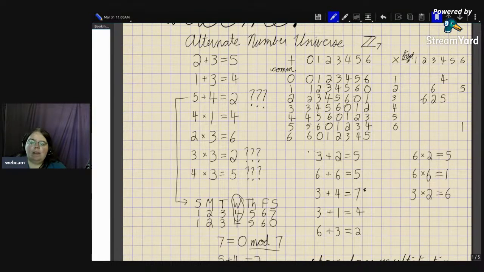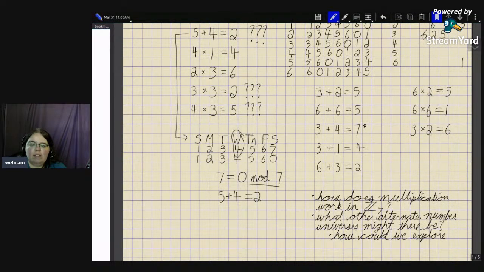So it's just mathematically customary to label the numbers this way. So then I was leaving you all with some questions. One of my questions is, how does multiplication work in the integers mod 7? What other alternate number universes might there be, and how could we explore them? So keep your eye out for anything that you think might be an alternate number universe, and anything that might be an interesting pattern in it.